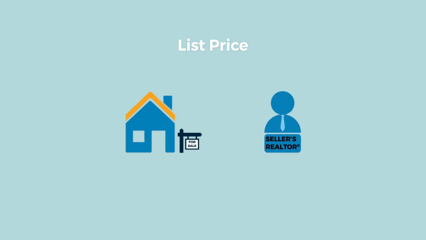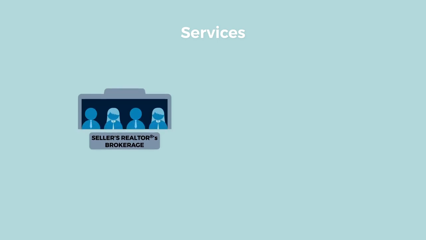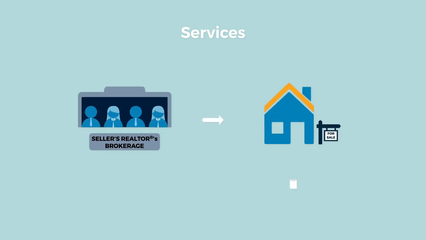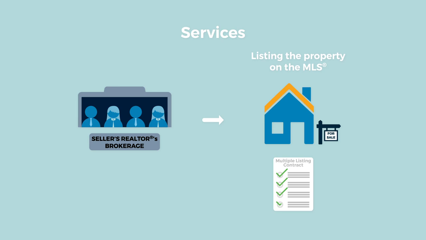The multiple listing contract also provides the list price at which the property will be offered. Realtors play a key role in helping provide information to help the seller determine a list price for the property. The contract also lists the various services the seller's realtor's brokerage will provide to facilitate the sale of the property, including listing the property on the MLS.